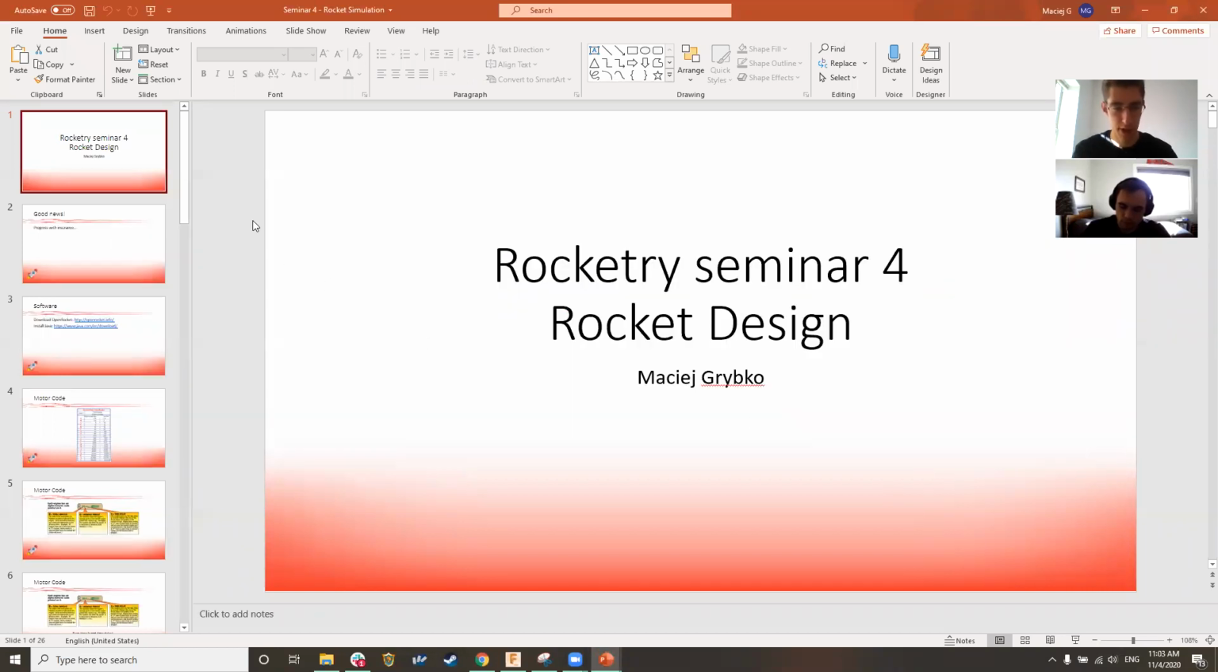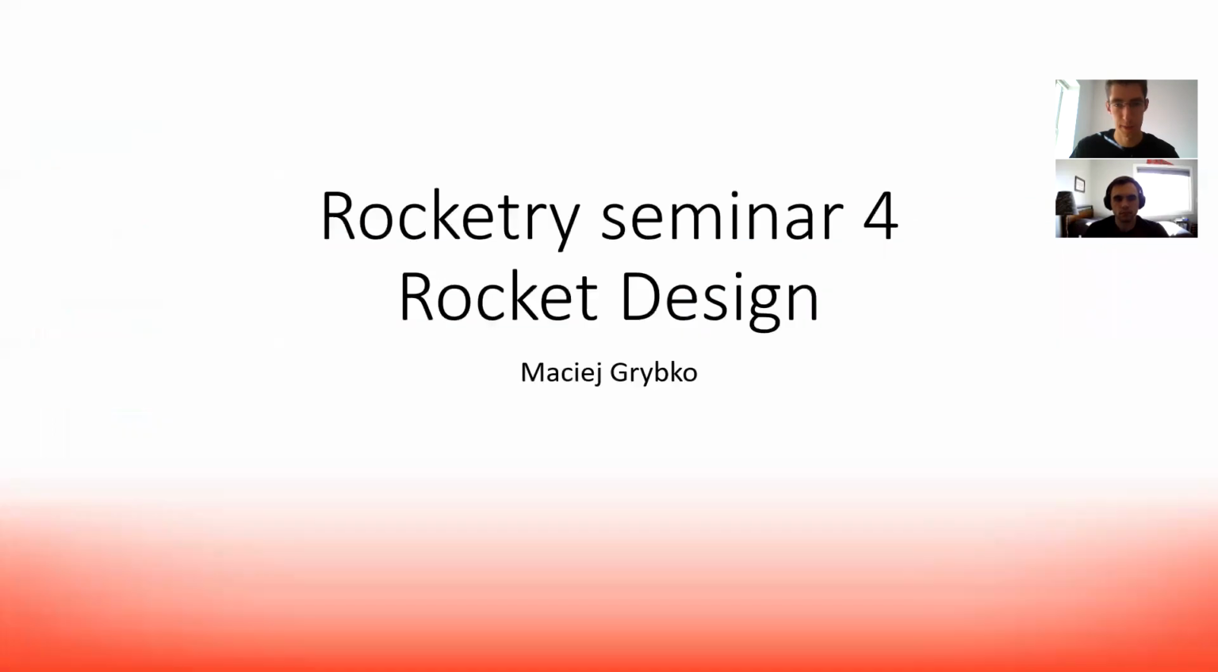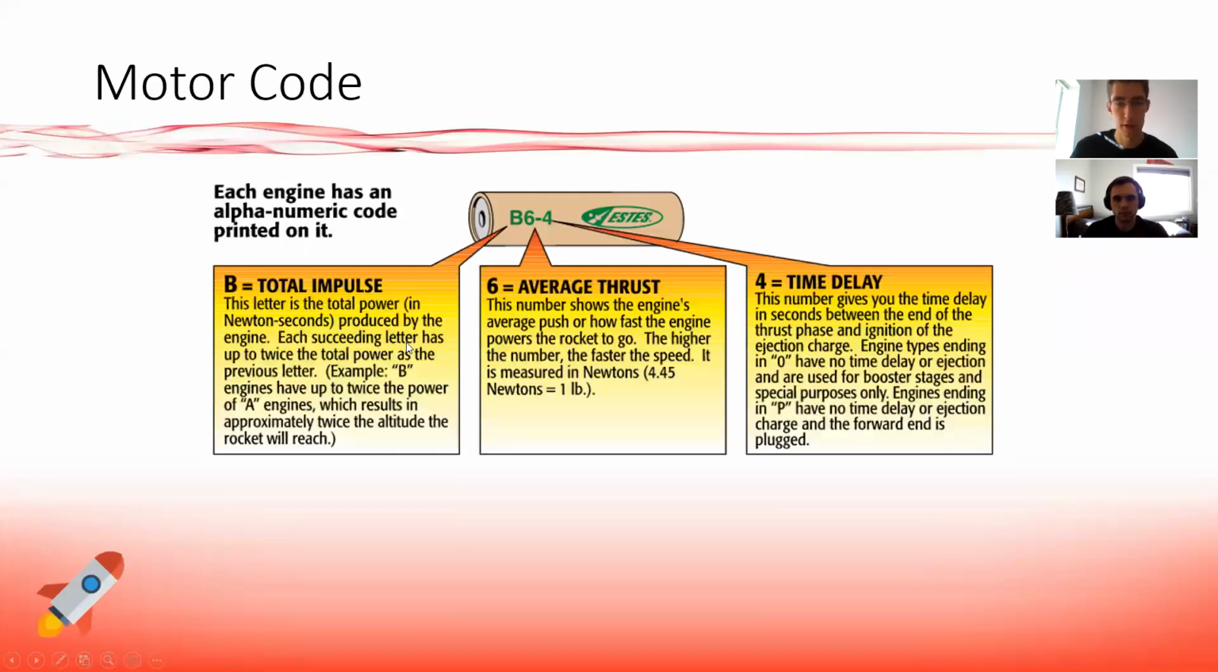So I'm going to be talking about two things before we go to simulations. We're going to talk about motors and we're going to talk about stability. Here's the motor. It's a typical notation of the motor. You've got some letter at the front, then a number, and another number. The letter denotes total impulse, and I'm going to explain in a moment what that is. Then the first number is average thrust in newtons, and the next one is time delay.